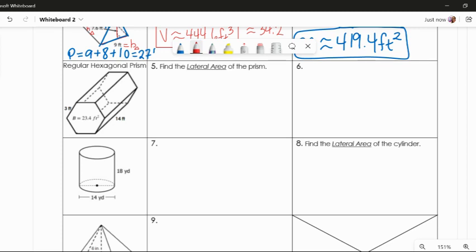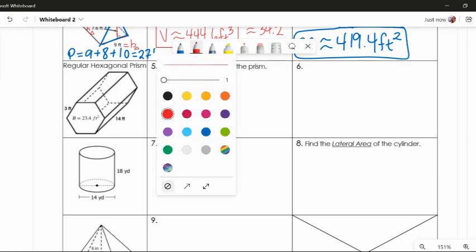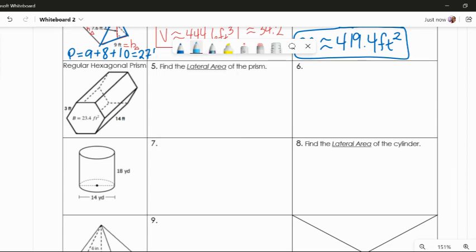Oh, actually, this one changed. For this one, they want the lateral area of the prism. So we're going to get the lateral area and total surface area of this prism. Let's get started. The lateral area formula, that's good that they're letting us try a different formula. Lateral area is the height of the prism times the perimeter of the base.